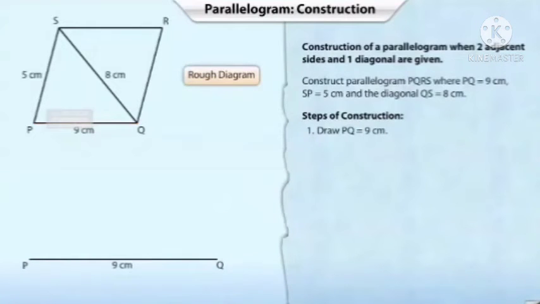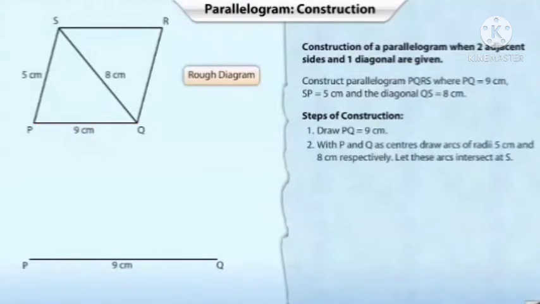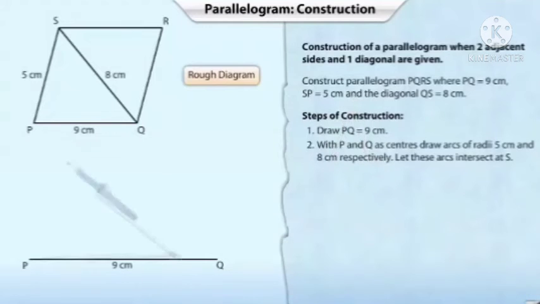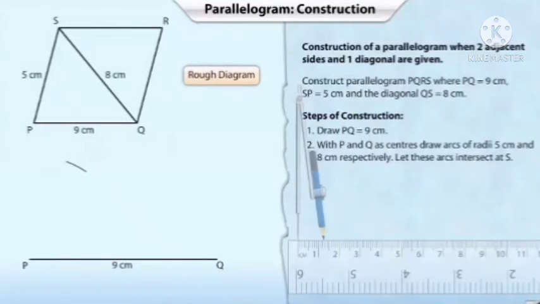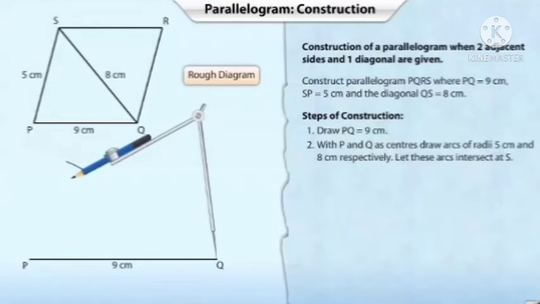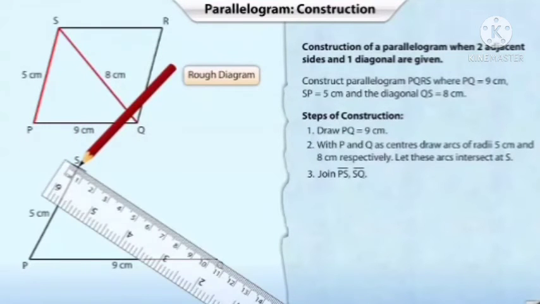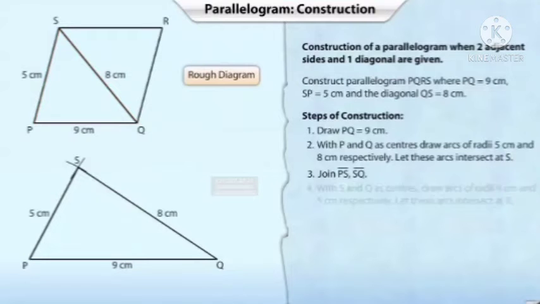Draw the side PQ 9 cm. With P and Q as centers, draw arcs of radii 5 cm and 8 cm respectively. Let these arcs intersect at S. Now join points PS and QS in order to get a side and diagonal of the parallelogram.